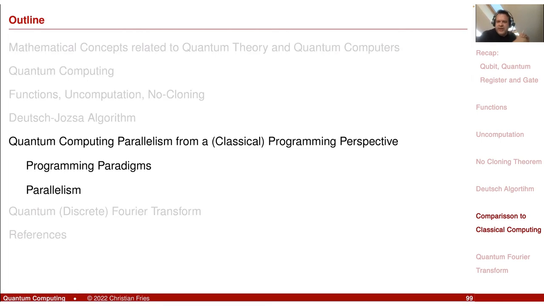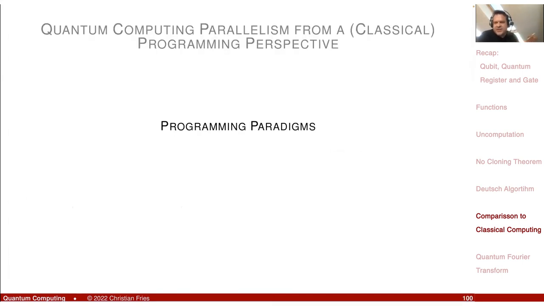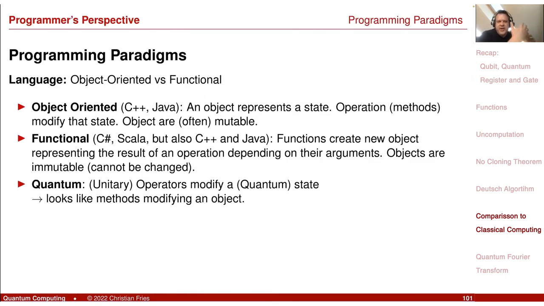Yeah, maybe it's again a nice opportunity to comment a little bit on the difference between classical computing and quantum computing. I already mentioned a little bit the link to object-oriented programming when I was talking about no cloning, and maybe I can just recall this a little bit. So you have different programming paradigms. For example, in object-oriented programming, an object represents a state, and then you have methods that modify this state. So in this thinking, objects are often mutable. I believe the original thinking is that objects mutate, they change.